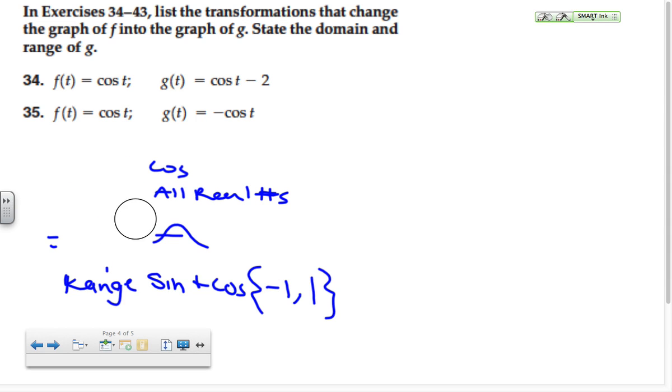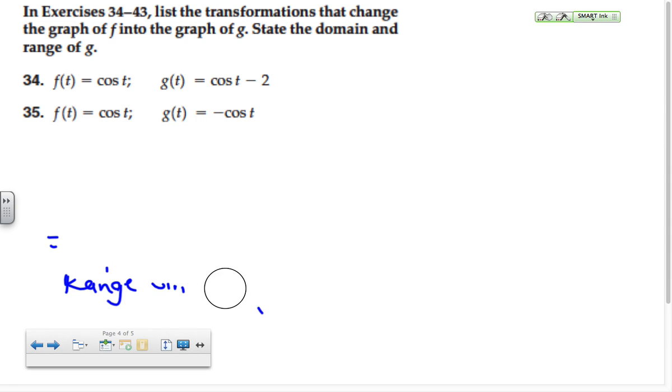These are questions out of the book. I'm assigning other problems for the homework, but anyway, let's look at this. So if we have cosine of t, and we want g of t equals the cosine of t minus 2. The first thing we need to do is talk about the transformation. So the transformation is a physical move down 2 units.